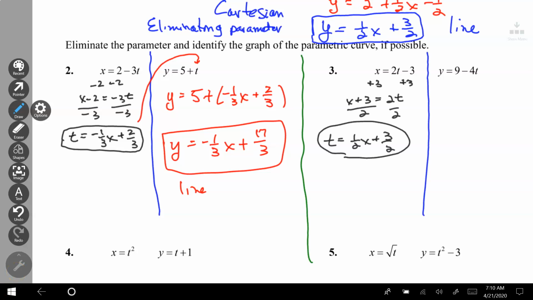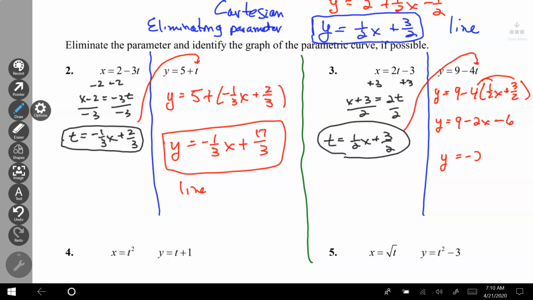Yes, please feel free to pause this video or stop it anytime you want to look at my examples. But like I said, I'm taking my first equation and solving it for t, and then I'm taking this result, plugging it in here. Y equals 9 minus 4 parentheses 1/2 x plus 3/2. And then I'm going to distribute a little bit. I get y equals 9 minus 2x minus 6. And finally get y equals -2x plus 3. Again, that is a linear equation.